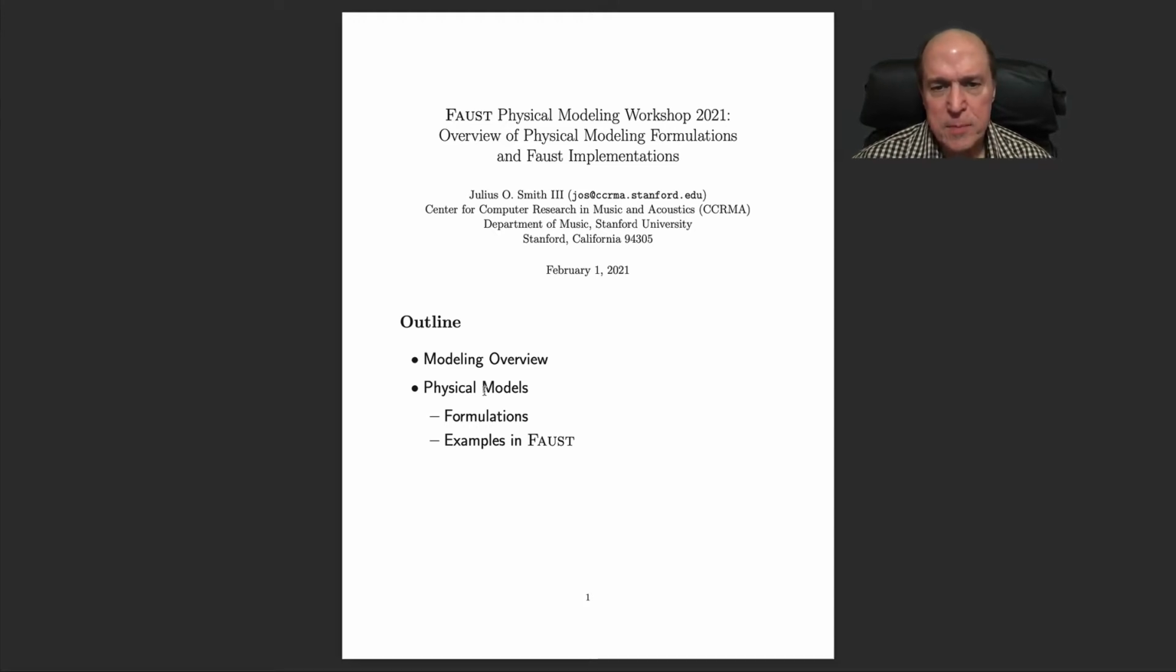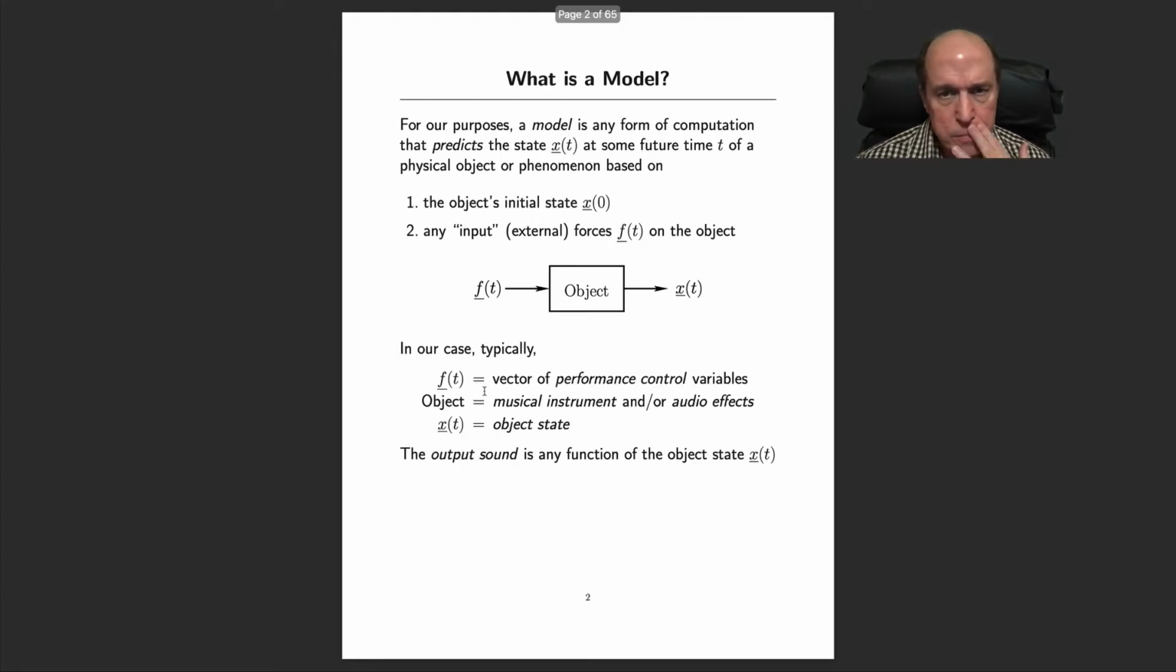I'm the last speaker today and wanted to talk about physical modeling in Faust. Start with an overview of models and the types of models we use, and then get into some examples. And I will build on the previous talks by focusing on what they did not focus on. So what is a model?